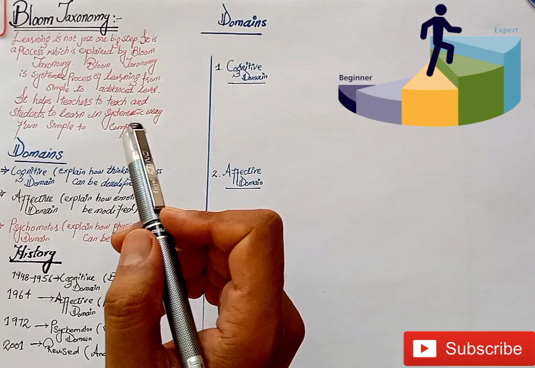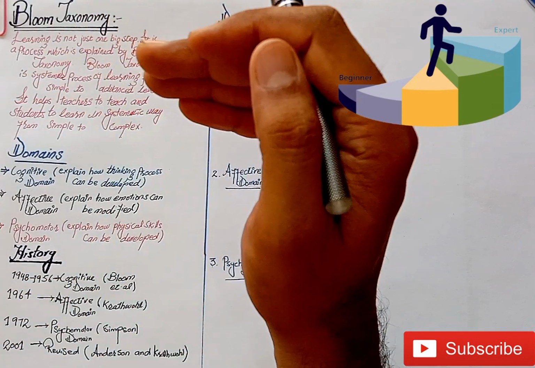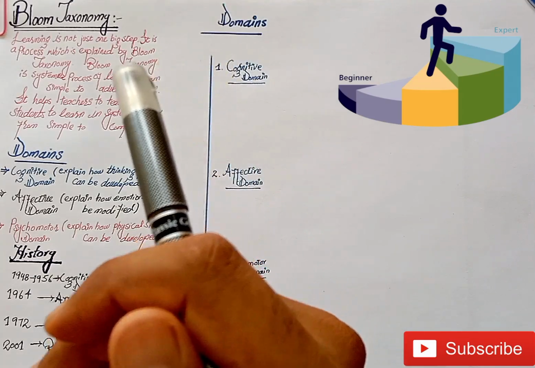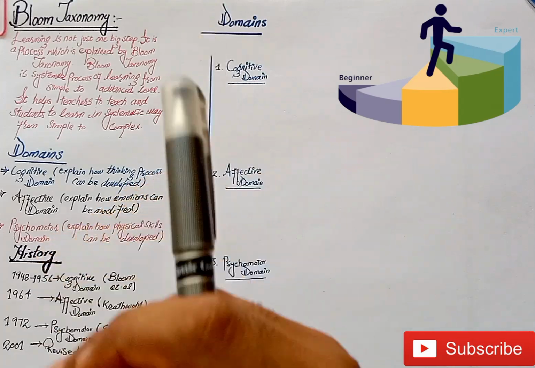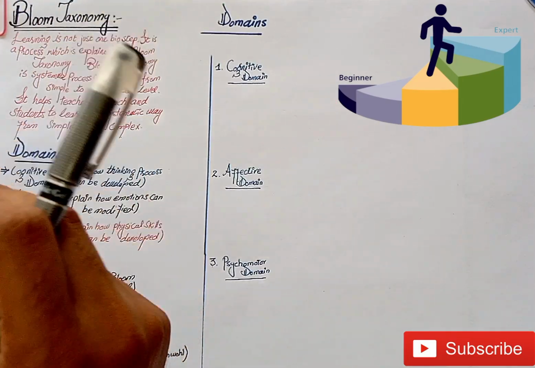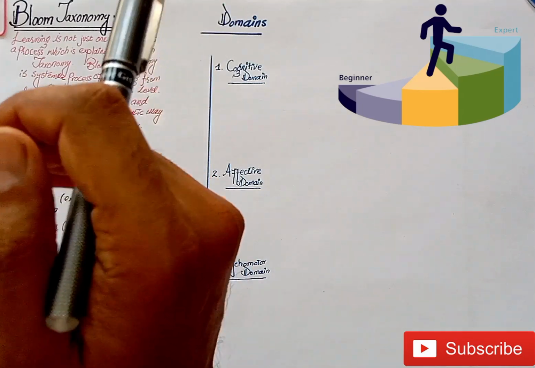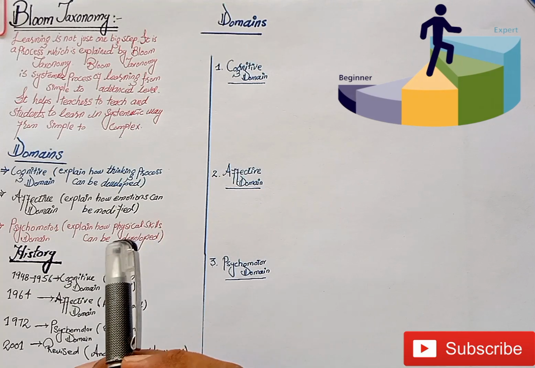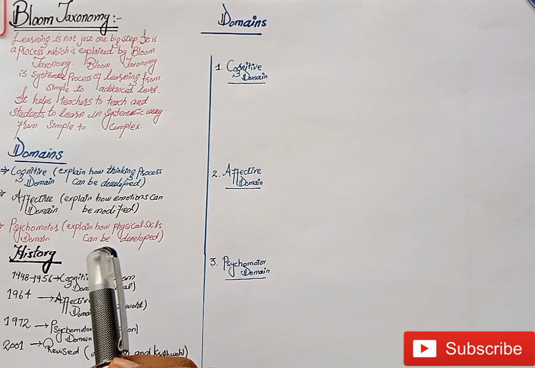Bloom taxonomy is a systematic process of learning from simple to the advanced level. It helps teachers to teach and students to learn in a systematic way from simple to the complex level, or from lower level to the higher level. Have you ever thought how we go from just memorizing facts to actually solving problems and creating new facts or ideas? This is actually explained by the Bloom taxonomy.